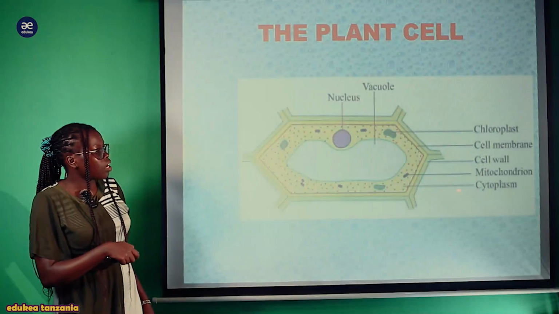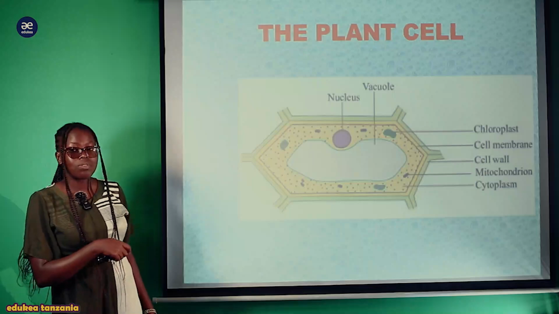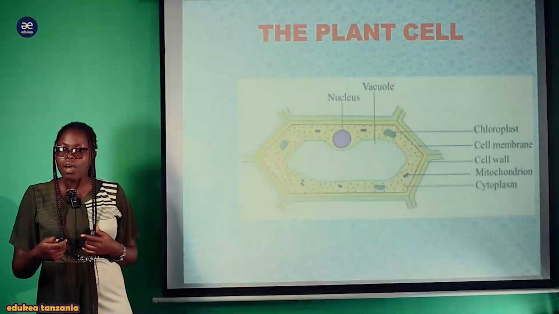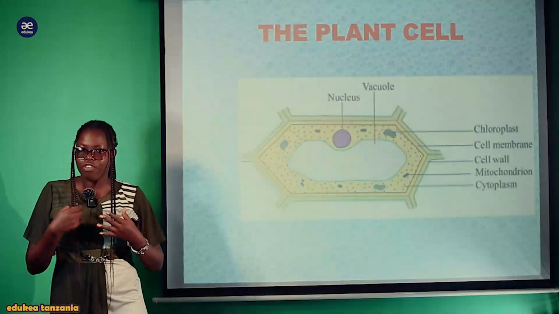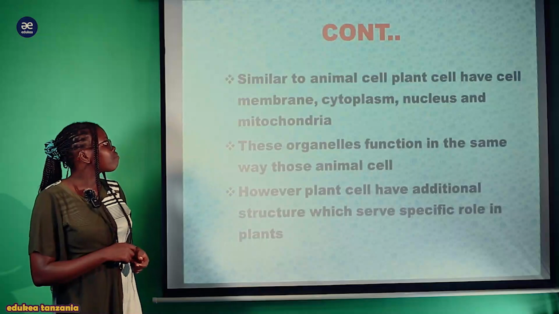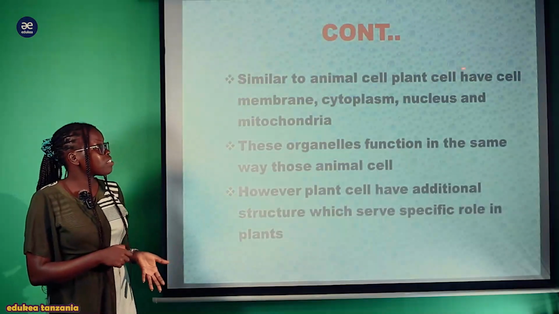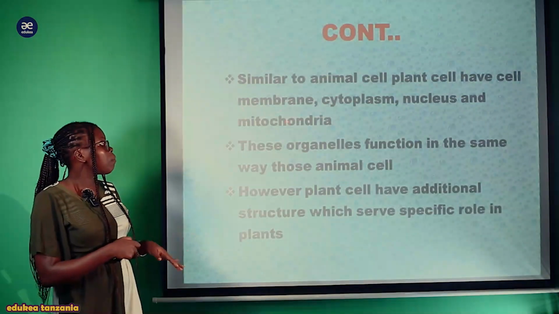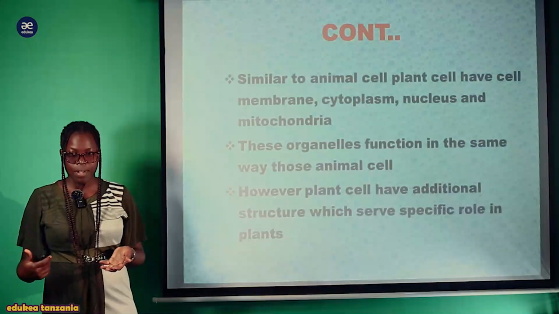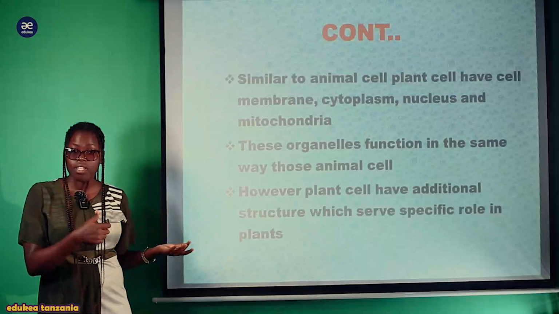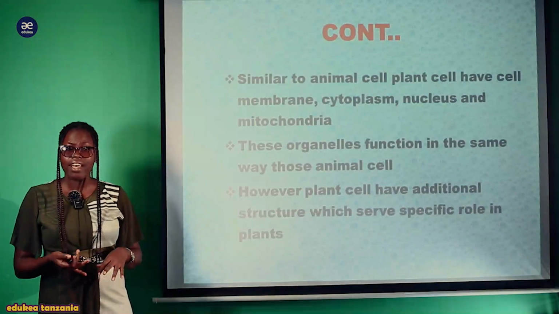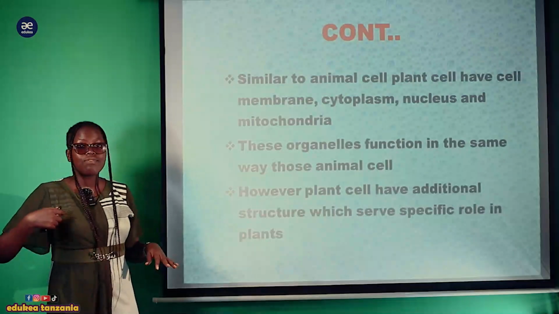Now let's look at how this plant cell differs from the animal cell. Similar to the animal cell, the plant cell has a cell membrane, cytoplasm, nucleus, as well as mitochondria. So these are the common structures found in both plant and animal cells. But there are some structures like chloroplast, as you have observed. There is a cell wall. There is a vacuole which is very large as compared to that of the animal cell.